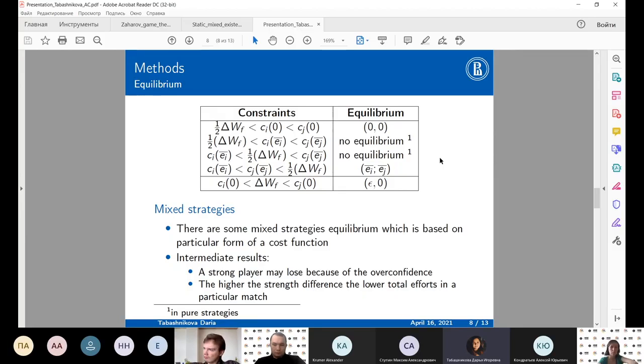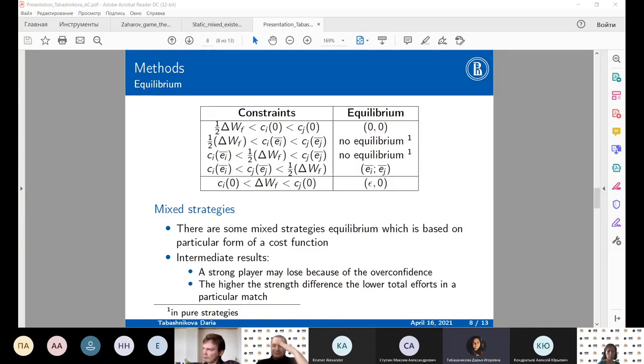And also for mixed strategies, it is true that the higher the difference in strength between players, the lower the total efforts we get. If the strongest player meets the weakest player, the weakest player just decides to skip this match, not to put in high effort, and that is why the strongest player also reduces his effort, because he would like to minimize his costs when the probability of winning is still constant.